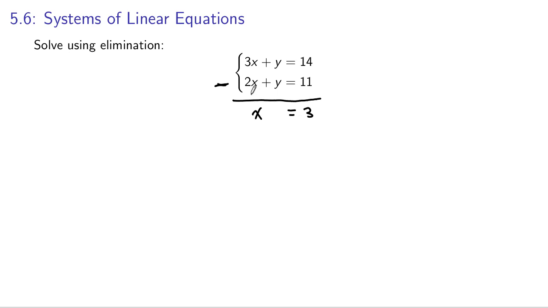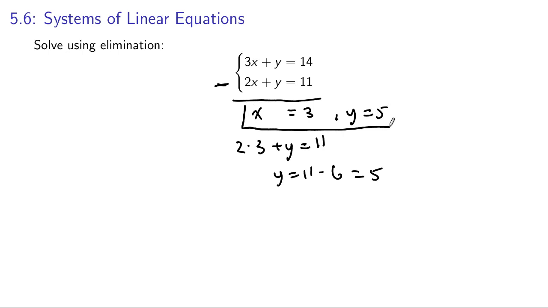Now we can use either equation. Let's choose the second one this time. 2 times 3 plus y is 11. Y is 11 minus 2 times 3, which is 6, so y is 5. So x equals 3, y equals 5 is our solution.